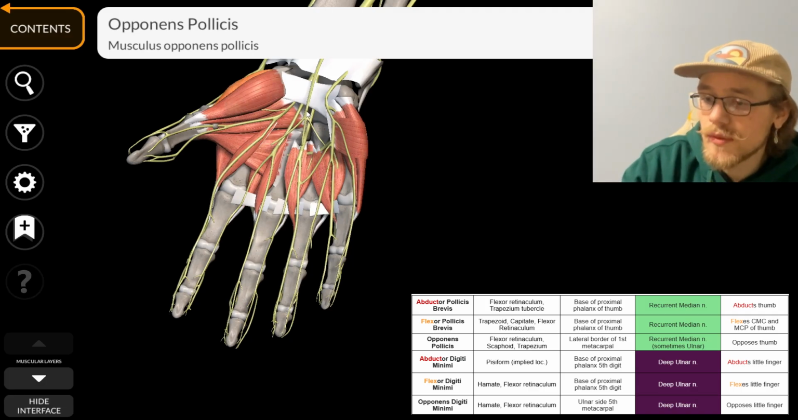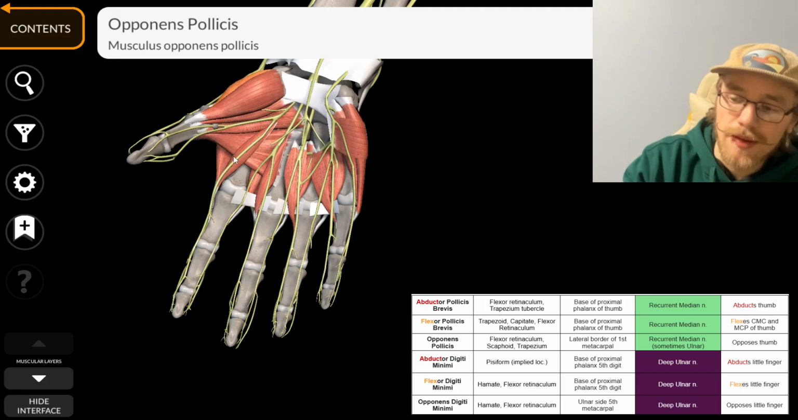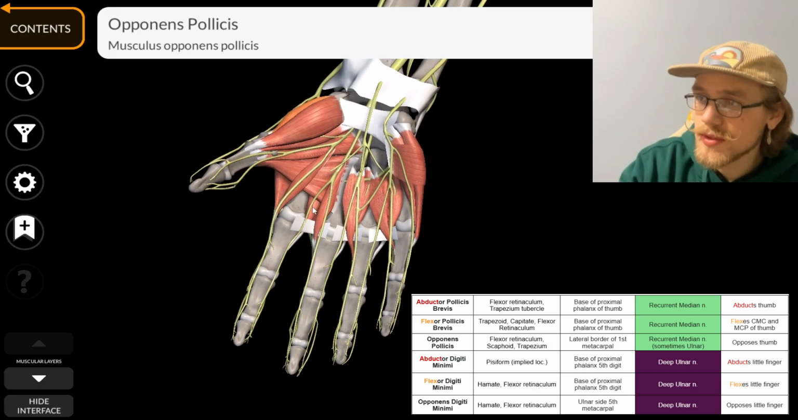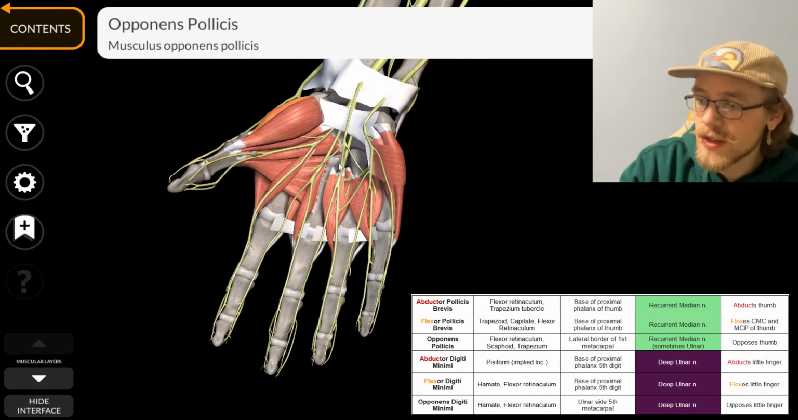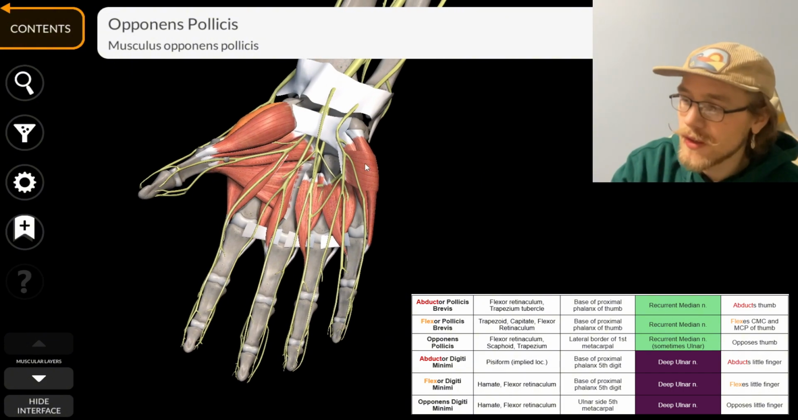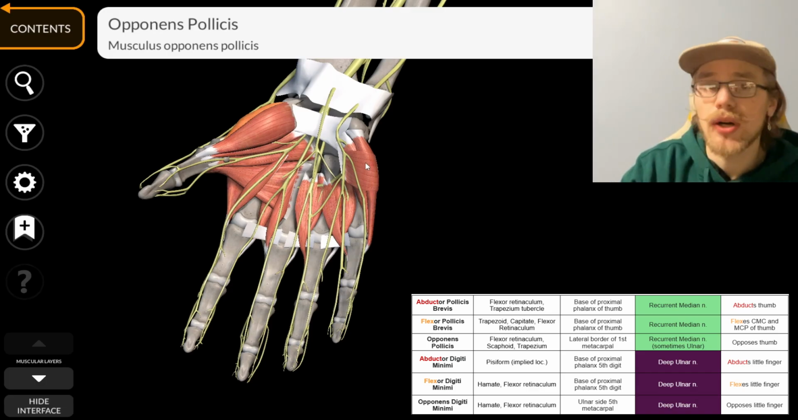Opponens pollicis comes from the flexor retinaculum as well. Goes to the scaphoid and the trapezium. It's going to be the lateral border of the first metacarpal, so it's going to be the lateral border out here. That's going to flex the thumb. Just kidding. That's going to oppose the thumb.